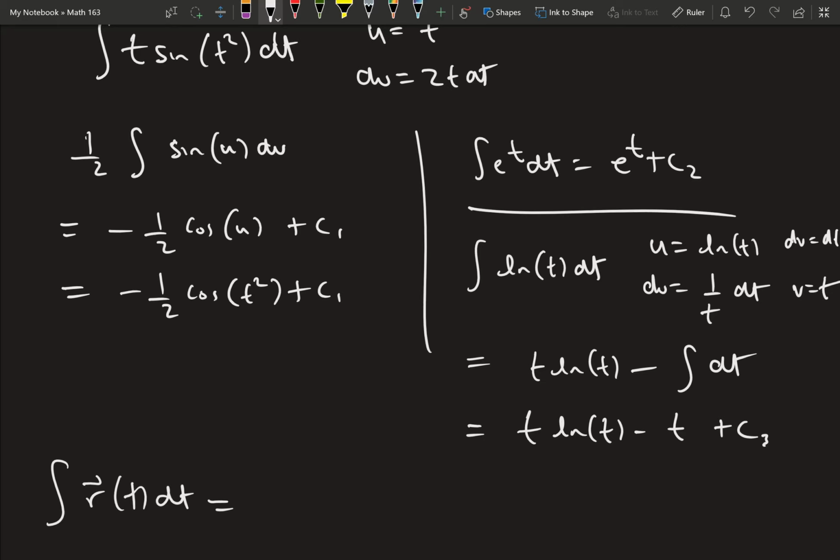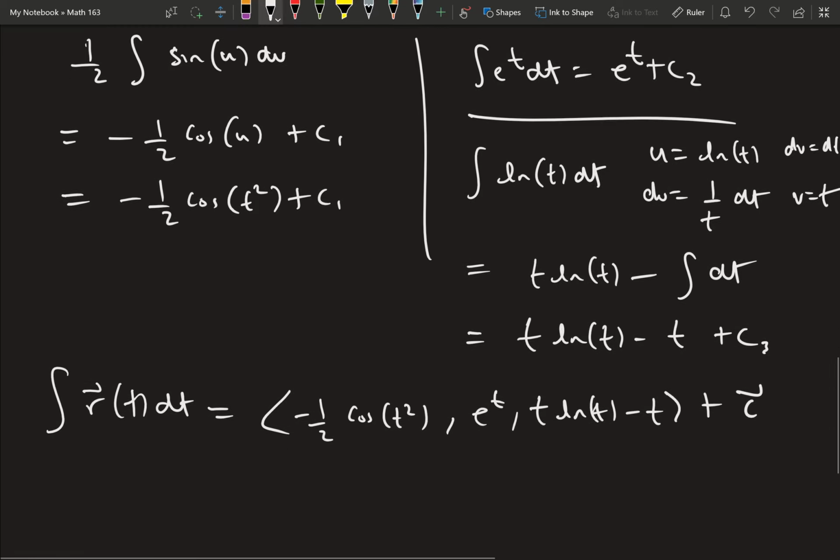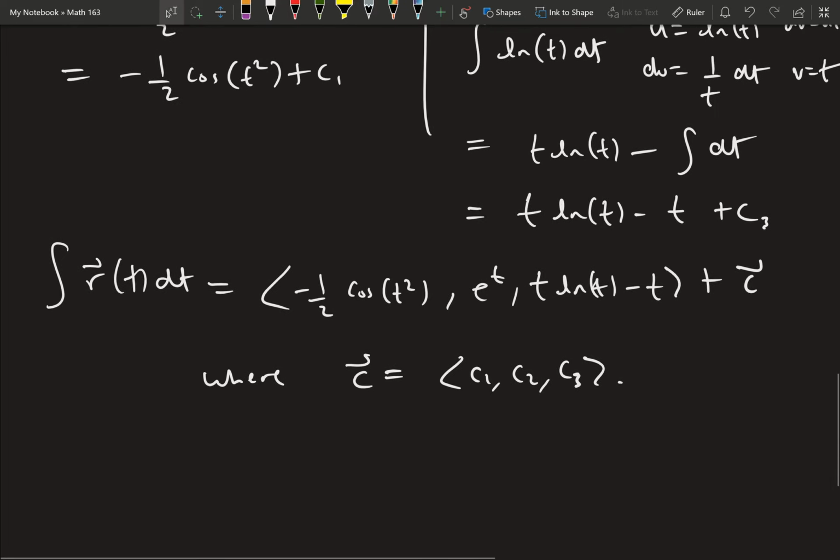So overall, the antiderivative of r of t is equal to negative 1/2 cosine of t squared, comma e to the t, comma t ln of t minus t, and then I'll put plus a vector constant, c1, c2, c3, where the vector c is c1, c2, c3. Okay, so that's an example of a general antiderivative.